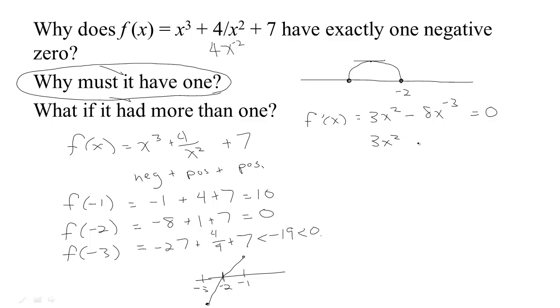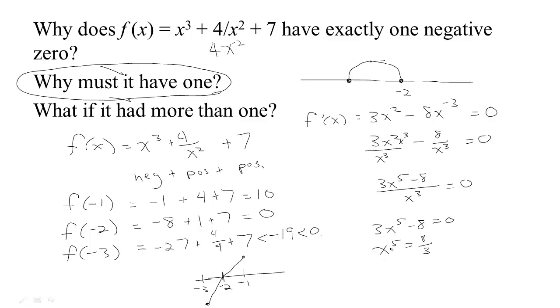I have a single fraction. I have 3x squared minus 8 over x cubed. If I multiply this top and bottom by x cubed, we'll have a common denominator. We'll get (3x to the 5th minus 8) over x cubed equals 0. Now the only way this fraction could be equal to 0 is if the numerator is equal to 0, sorry. And that would say that x to the 5th is 8 over 3.